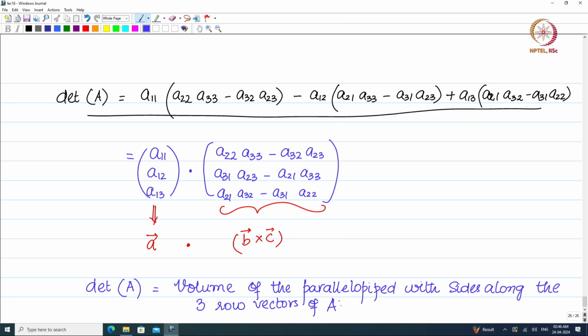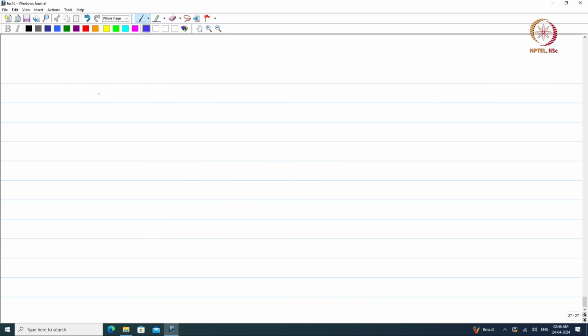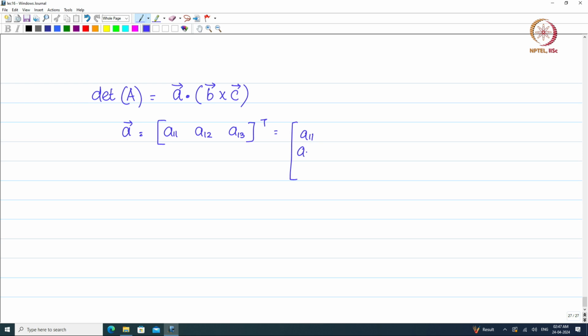Right. So, that is going to be the volume of the parallelepiped. So, what we are going to say is we have the determinant of A is nothing but A dot B cross C, where A is the first row, A11 A12 A13, this is basically the transpose of this vector.